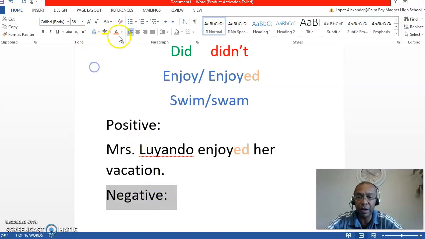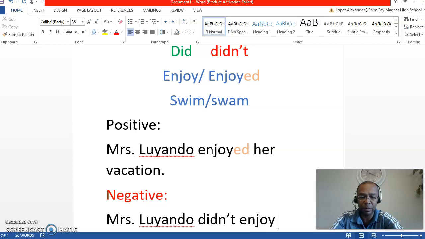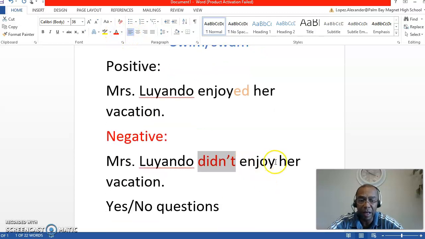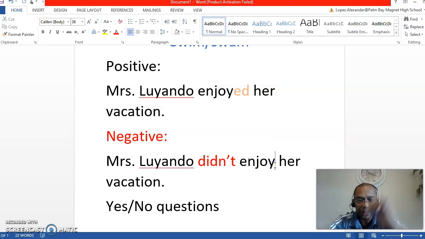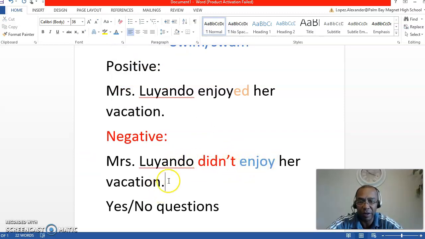The negative, okay, we're going to do that in the negative form. We will put it, Mrs. Luyando didn't enjoy her vacation, period. Notice that we use didn't, correct? If we use didn't here, that means that you don't have to do anything to this verb. You don't do this, because that will be incorrect. That's not good, right? So this is incorrect. So the second verb stays in its original form in the infinitive, and you don't do anything to it, okay? Mrs. Luyando didn't enjoy her vacation.